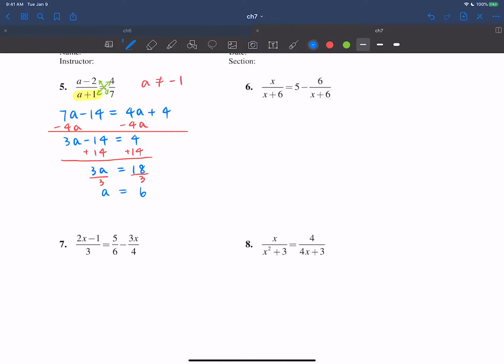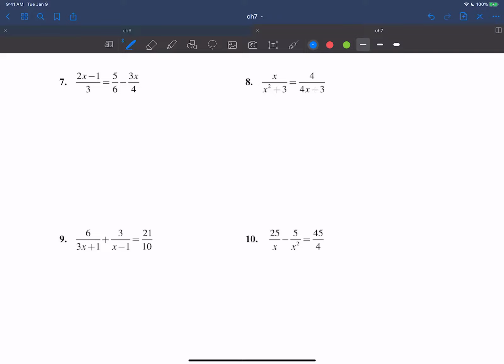Number 7. Number 7 is not even a rational equation because we don't have variables in the denominator, but we do have 3, 6, 4 as denominators, which is a little bit annoying.